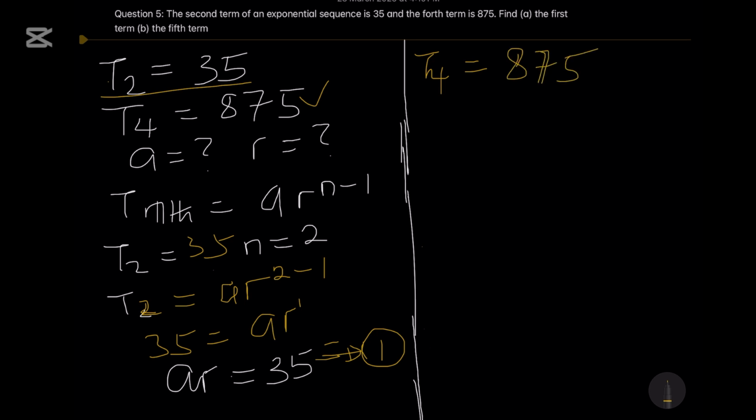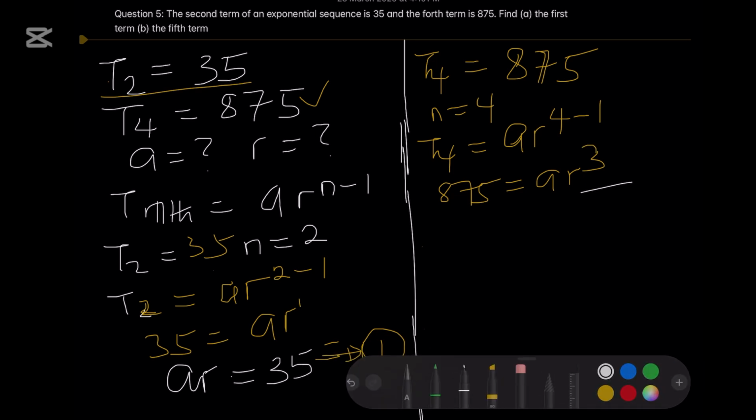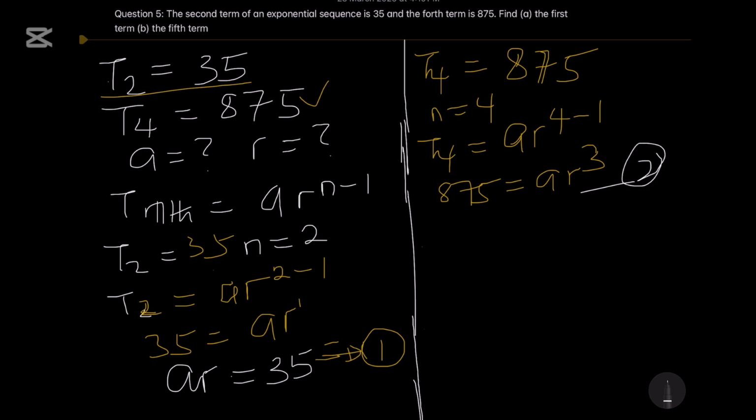875. Interpreting this, we have n = 4 and T4 = 875. Putting it inside the formula, T4 = ar^(n-1), with n = 4 minus 1. So our T4, which is 875, equals ar^3. We can simply call this equation 2. Just like in our AP where we have 2 equations, in this case too we have 2 equations, so we just need to solve them simultaneously.